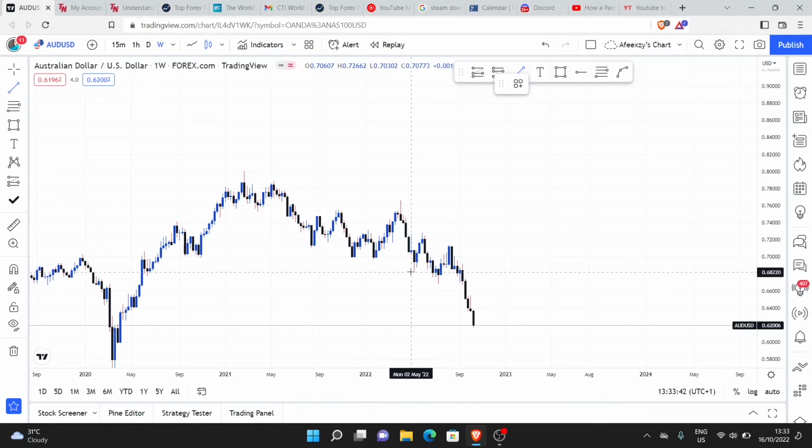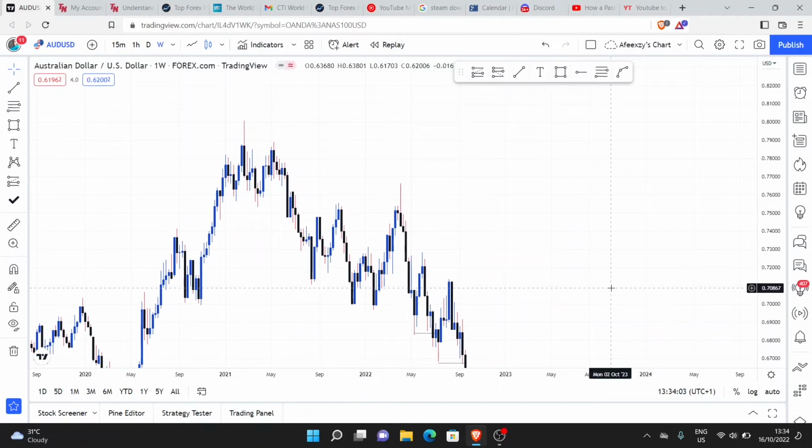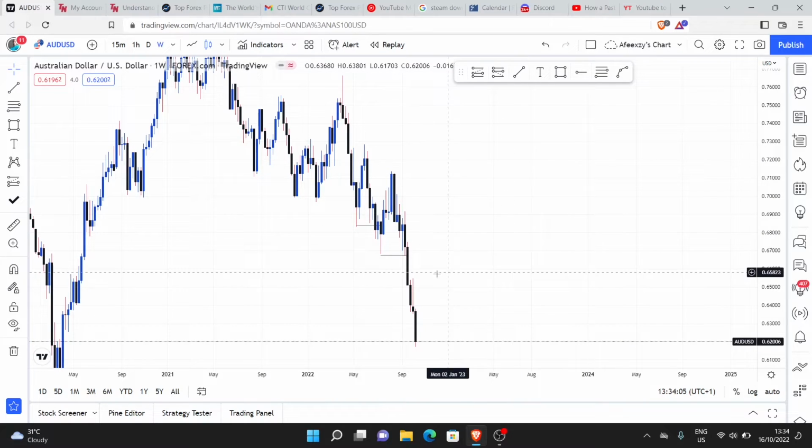As you can see here, AUDUSD has been bearish. This is pure bear momentum happening on AUDUSD. You can see a series of breaks of structure and it keeps breaking lower, keeps making lows on AUDUSD. And this is our weekly time frame, as you can see. So on AUDUSD, you can see that we break structure and we're just plummeting down.